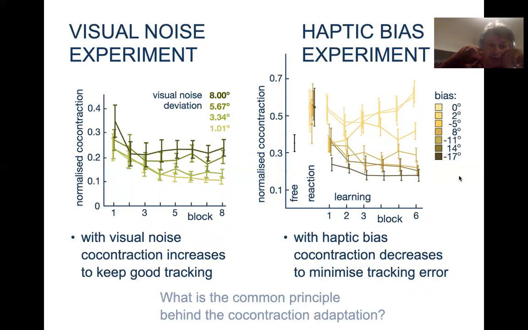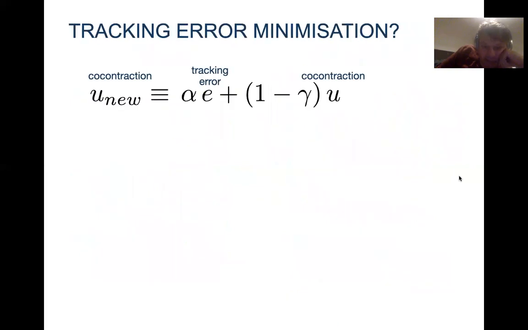How to make sense of that, right? So what is a common principle? We try the model that we have used before for adaptation, so that you want to minimize error and minimize co-contraction. And the adaptation with a gradient descent is something like that. So this is a learning law.